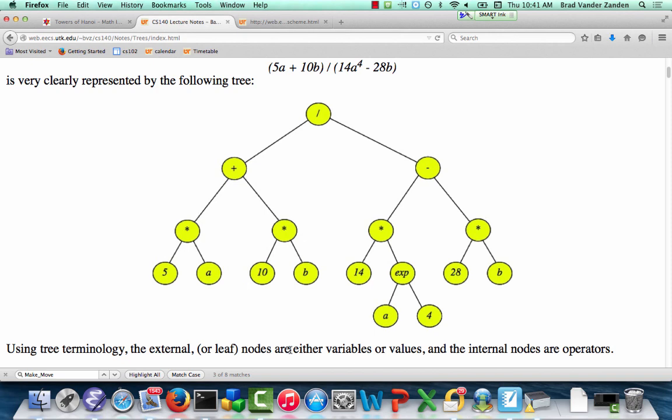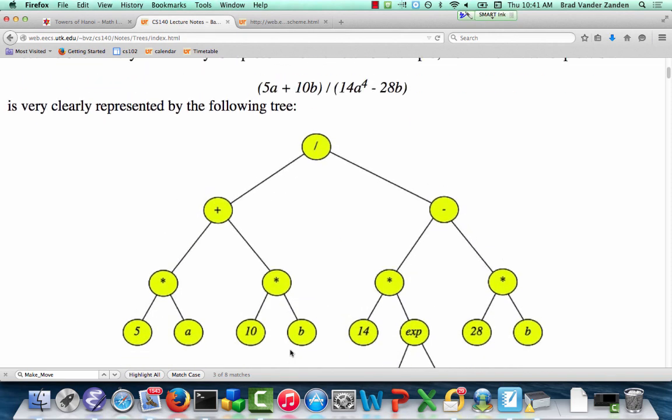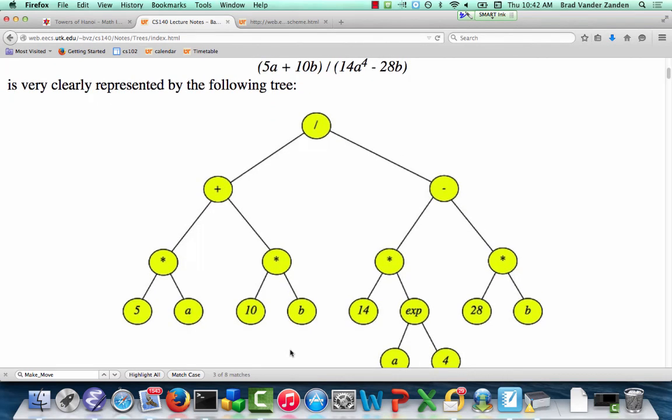Voila, a tree. Okay, this is a so-called expression tree. So Dr. Planck has the expression 5a plus 10b divided by 14a to the fourth minus 28b, and he has created what's called an expression tree. The top or root operator, that's the root, is division.